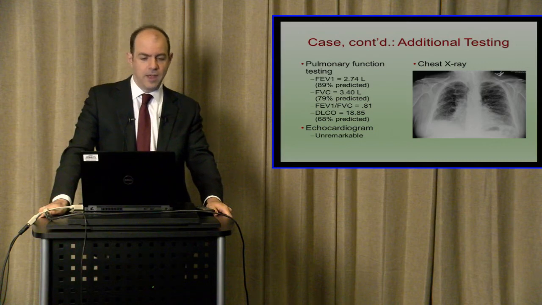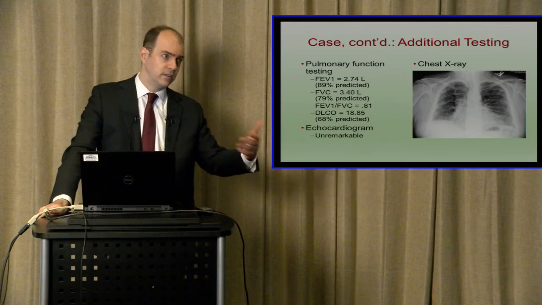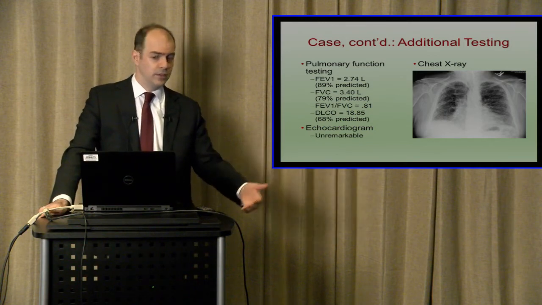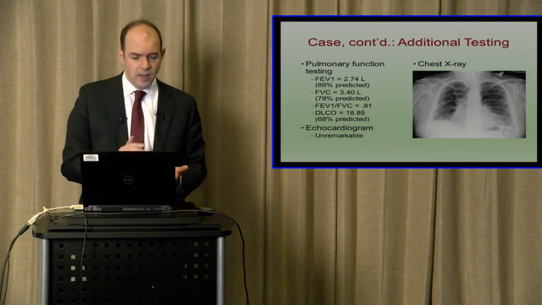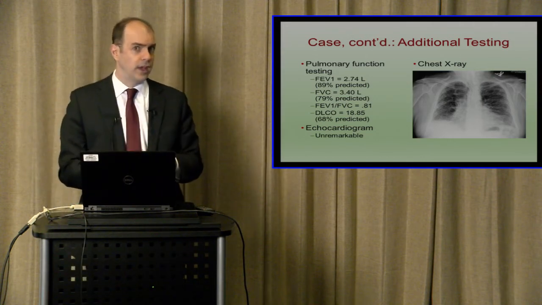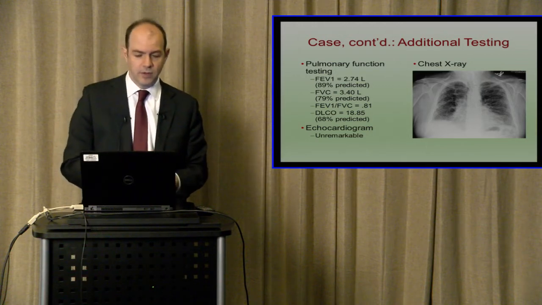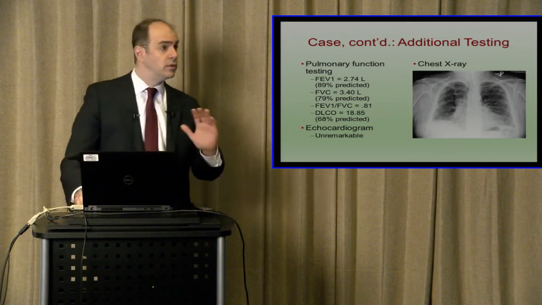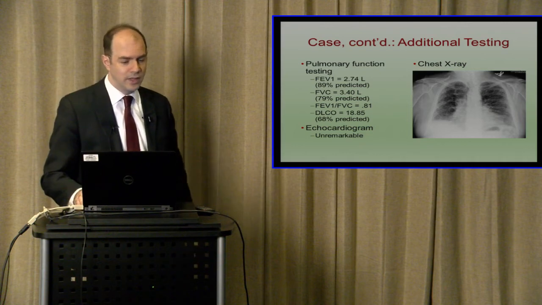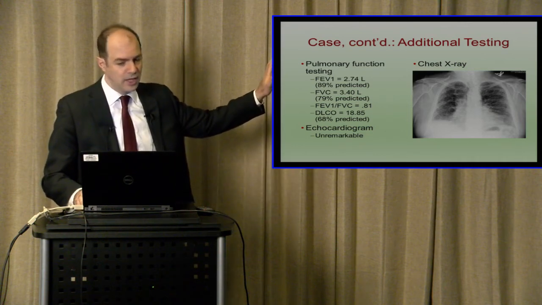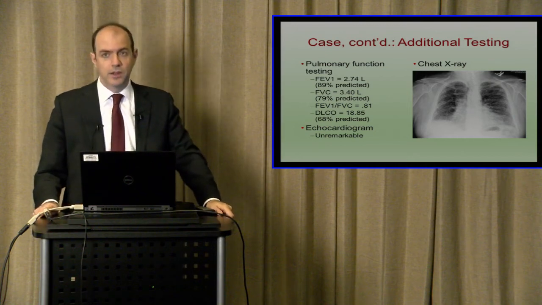And his diffusing capacity is 68% predicted, and that's a measure of how easy it is for oxygen, or in this case carbon monoxide, to get into the bloodstream. That's reduced in lots of different lung diseases, including COPD. So it's not specific for interstitial disease, but certainly most of the time these folks have a low DLCO. Echo is normal, so no diastolic dysfunction. The left atrium's normal, the RV's normal, LV function and size and wall thickness. And here on the right is a chest x-ray. I don't know how well it projects, but the lungs don't look normal.